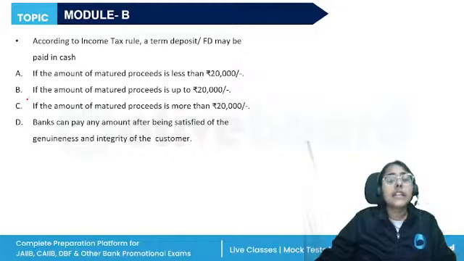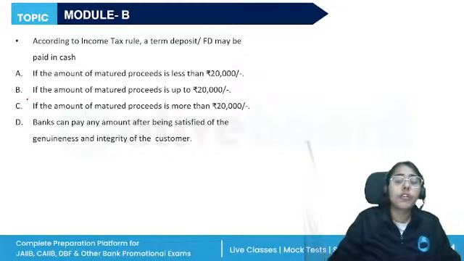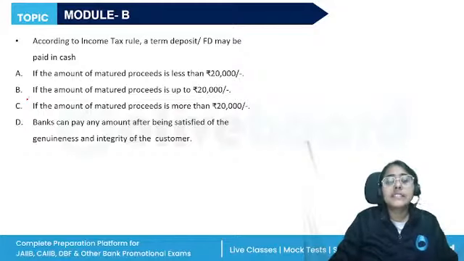Then, according to the income tax rule, a fixed deposit or an FD or a term deposit may be paid in cash if the amount of matured proceeds is less than rupees 20,000. If the amount of matured proceeds is more than 20,000, the banks can pay any amount after being satisfied of the genuineness and integrity of the customer. So, out of the following, which will be the correct answer? A, B, C, or D?